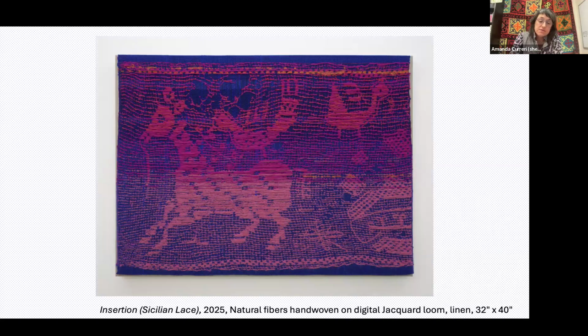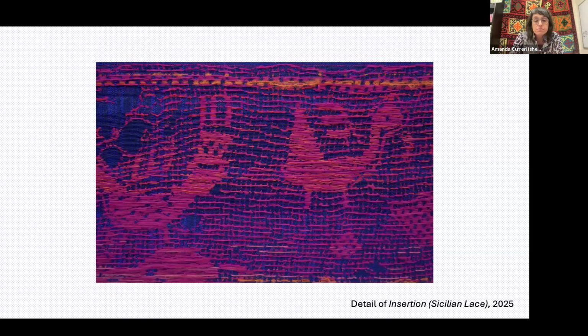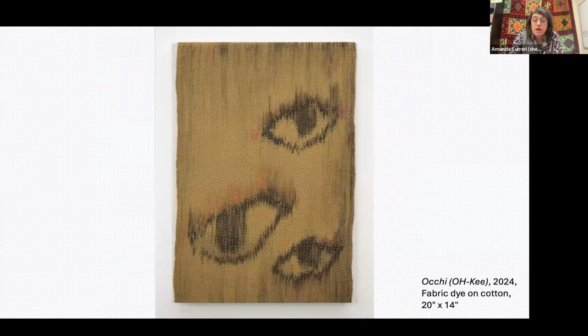Here are some of the same motifs. Insertion, Sicilian Lace. This is very textural in person, very impractical cloth again. It is an image of archival used lace from Sicily. And in Italian, the word for eyes sounds like okay. I'm pretty smitten by that. I hope we can be okay.